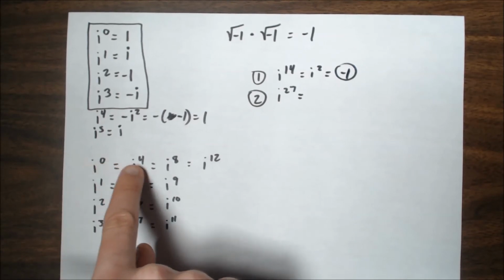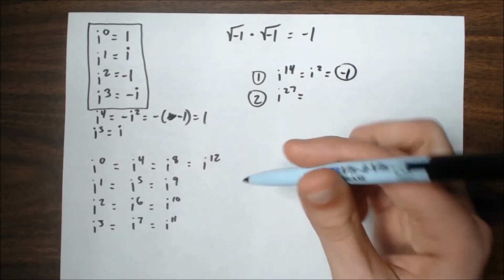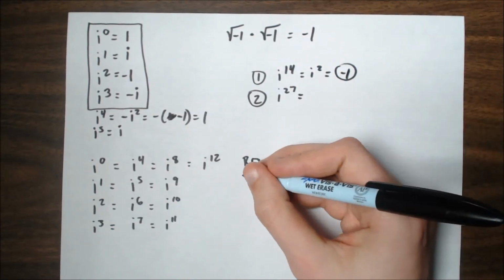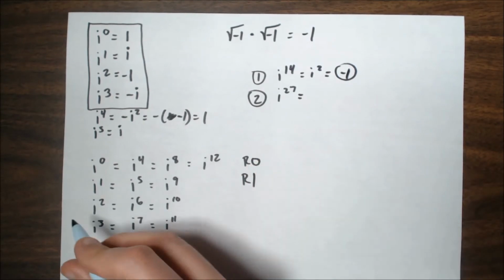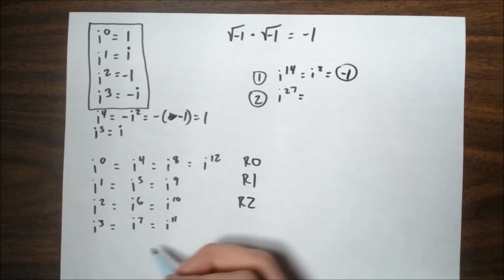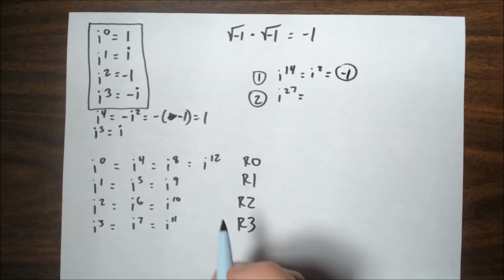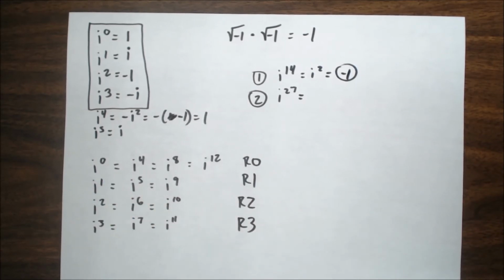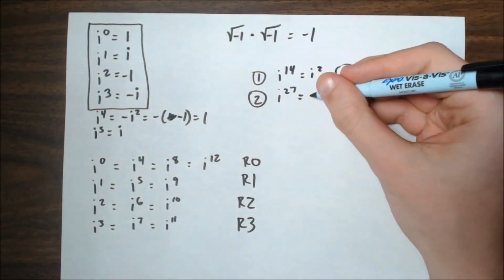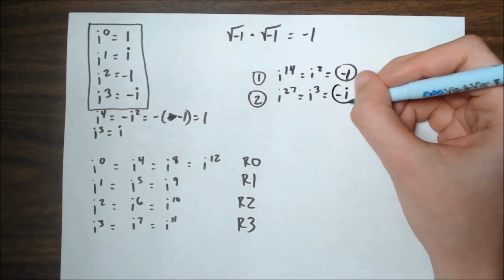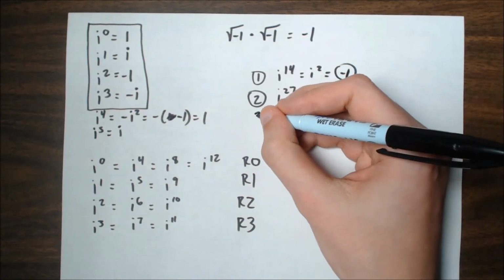In other words, if I divide any of these numbers by 4, I get a remainder of 0. If I divide any of these numbers by 4, I get a remainder of 1. On these numbers, I get a remainder of 2. And down here, I get a remainder of 3. In other words, the remainder you get when you divide by 4 tells you what power of i it's equivalent to. So for 27, if I divide 27 by 4, the closest multiple of 4 to 27 would be 24, which means I have a remainder of 3. And i to the third is negative i. It's that easy. It's a lot faster than counting.